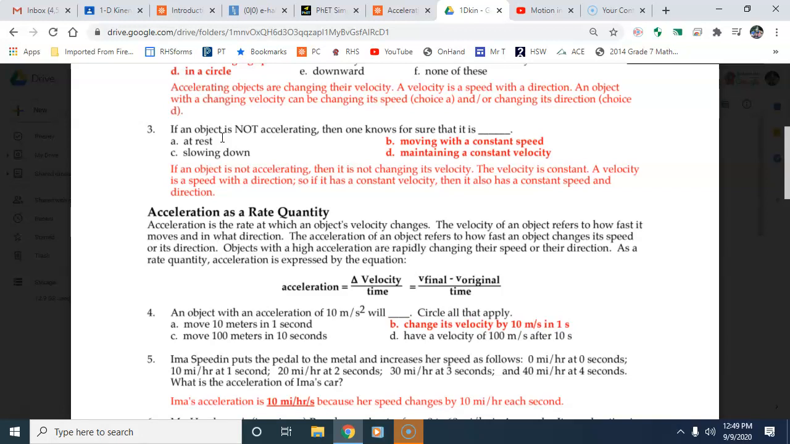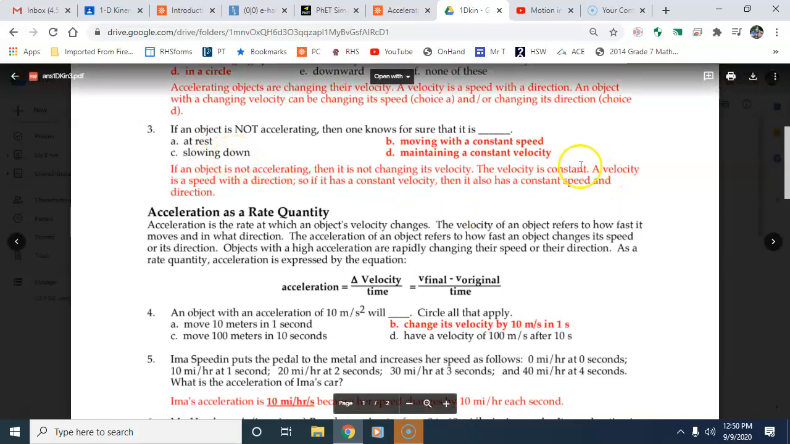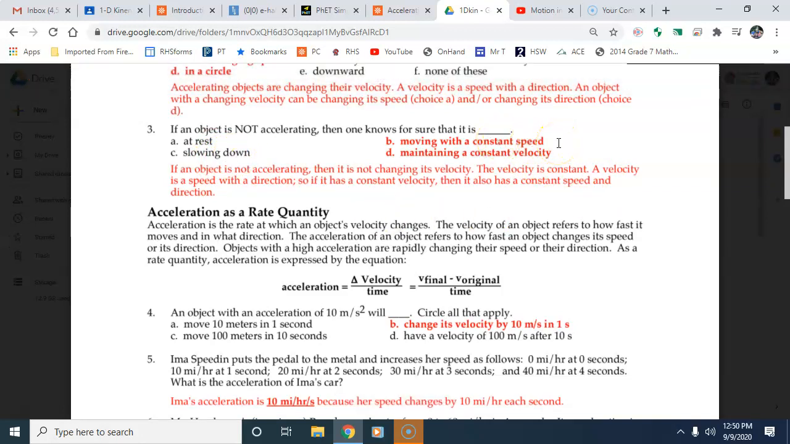If I just tell you something's not accelerating, say there's something out in the hallway right now that's not accelerating that you can't see, does that guarantee 100% it's at rest? No, because it could be traveling how? At a constant velocity. We'll be a little more specific there. A constant velocity, right? So if we don't know 100% for sure, we can't answer with it. Slowing down is clearly acceleration, so that can't be the right answer, right? So these two are both valid.